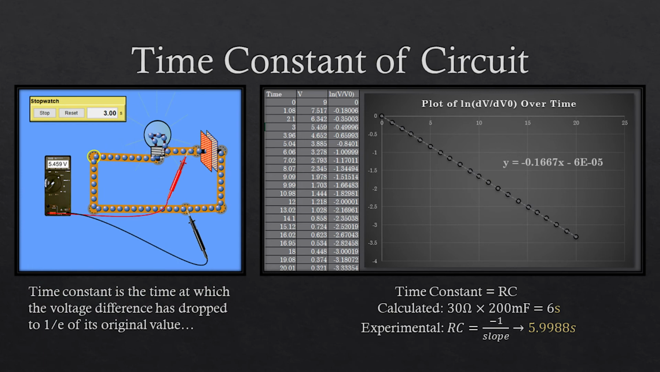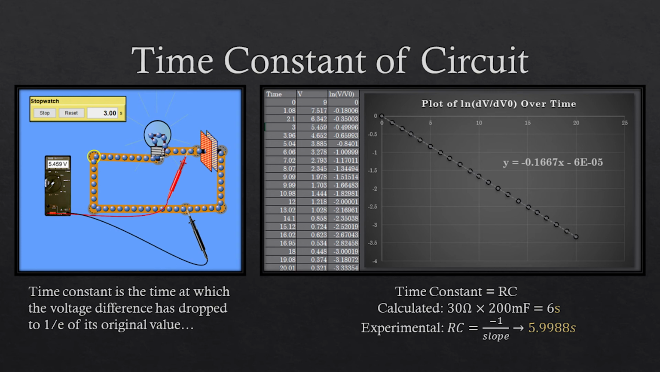Here's where we do some cool math. So, the time constant of a circuit. The time constant is the same as resistance times capacitance of an RC circuit, and is the time at which the potential difference has dropped to 1 over e of its original value. So on the right, you can see a table that shows us measuring for 20 seconds the potential difference of the circuit as it's discharging.